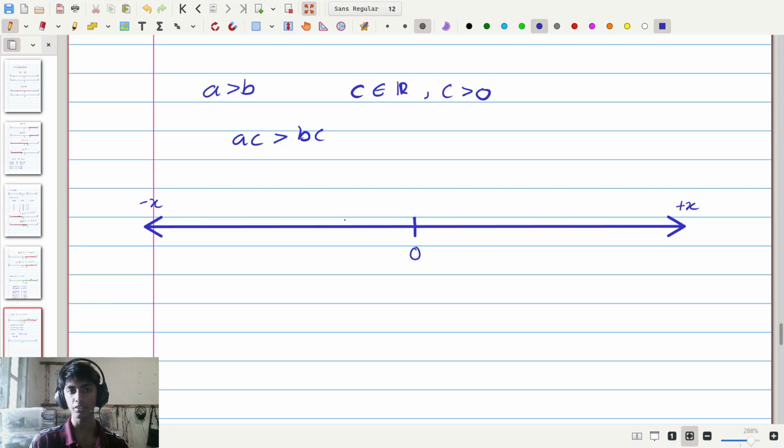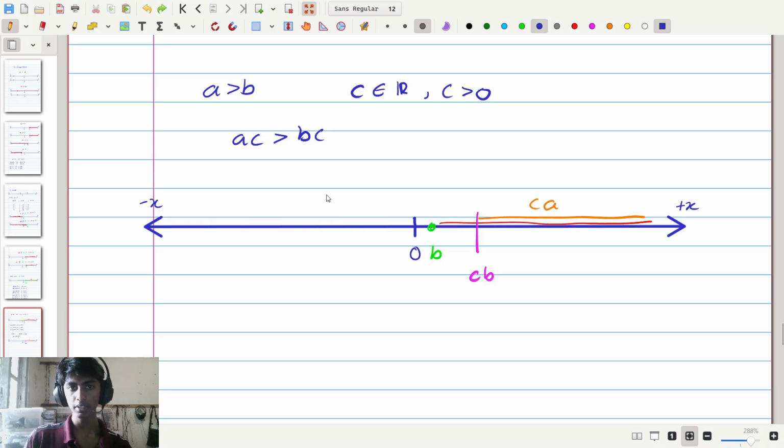The signs of A and B are still the same, which means that if A was some value greater than B, let's say B is over here, if A was some value greater than B, then we can have C times B and C times A, and we would still have the case that, let's say this is C times B now, and in orange this is C times A. Still C times A is greater than C times B for a positive C.